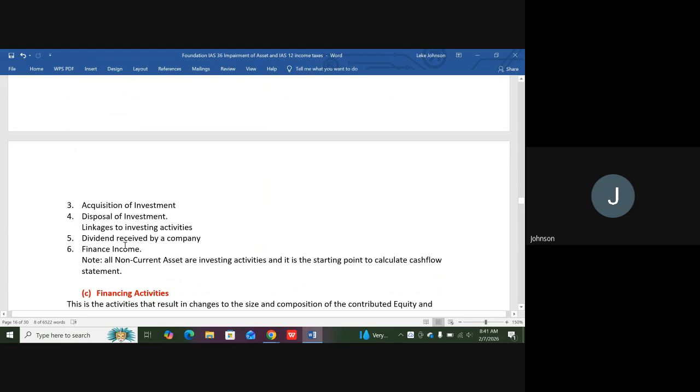Now, when you invest your money, right, it's always natural for them to pay you dividend. They pay you dividend for investing your money, right? Anything that you received, whether you receive a dividend and all that, anything that you receive is a linkage. You receive them because you invested your money.